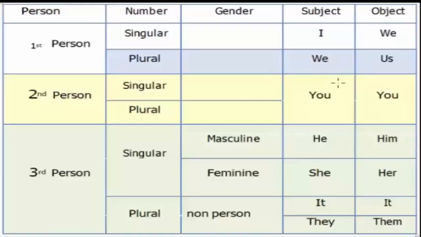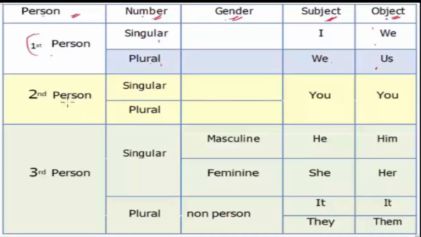We have 5 columns. This is 1, this is 2, this is 3, this is 4, and of course 5. They are labeled person, number, gender, subject, and object. We have first person, singular and plural. The subject: I, we; the object: me, us.